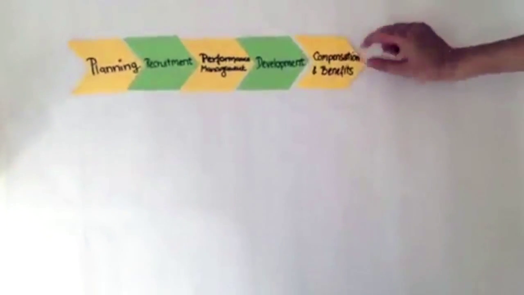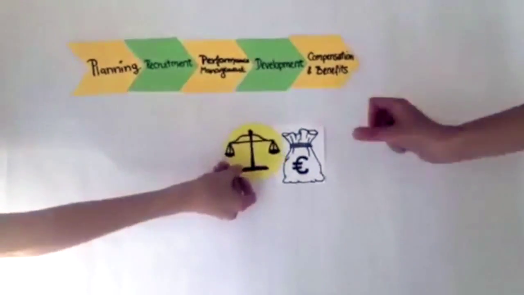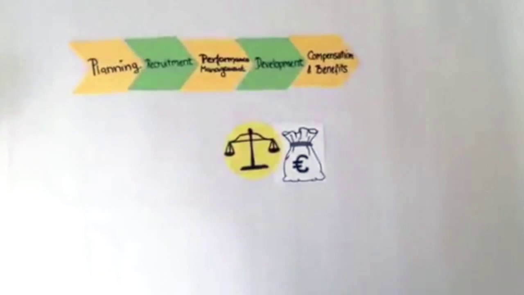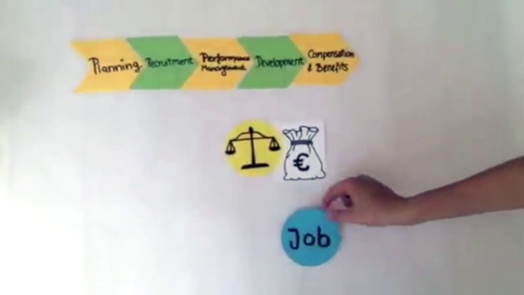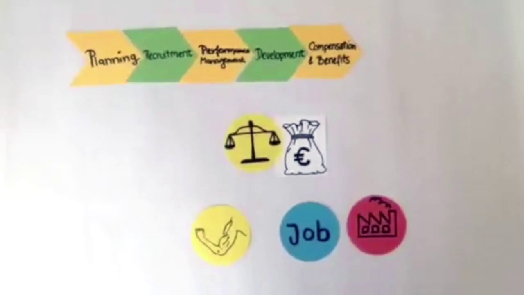Compensation and benefits are the 5th part of the HR strategy. They serve the purpose of establishing fairness in payment. One has to remember that fairness is always relative, but job requirements, the employee's performance, or the company's overall performance can be good basis for judgment.